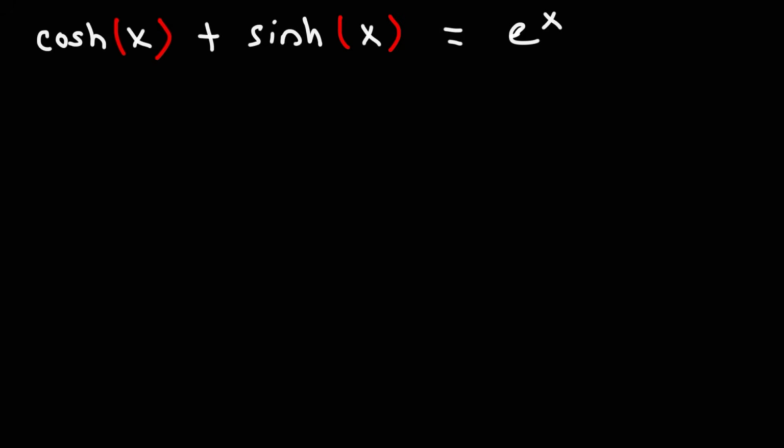In this lesson, we're going to focus on verifying hyperbolic identities. So here we have hyperbolic cosine plus hyperbolic sine equal to e to the x. How can we prove that?